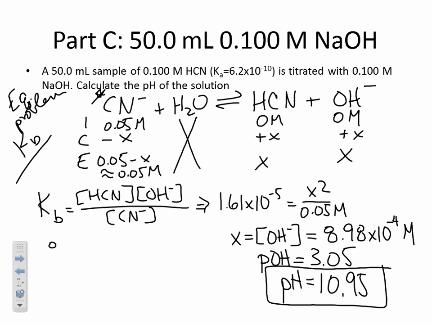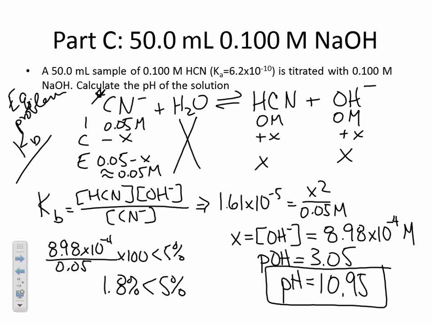But we do need to do our check. So our x value was 8.98 times 10 to the minus fourth. We assumed that when we compared it with 0.05 molar, it was going to be insignificant, or less than 5%. And when I do that math, I get that it was 1.8% dissociated, which is actually kind of on the high range for a weak base, showing that this is kind of a stronger weak base, but it's still under 5, so my assumption is valid.